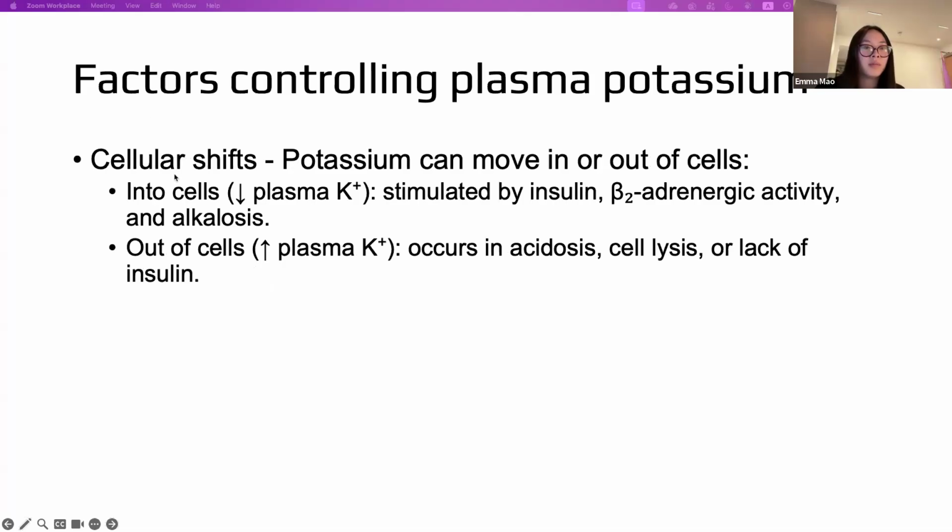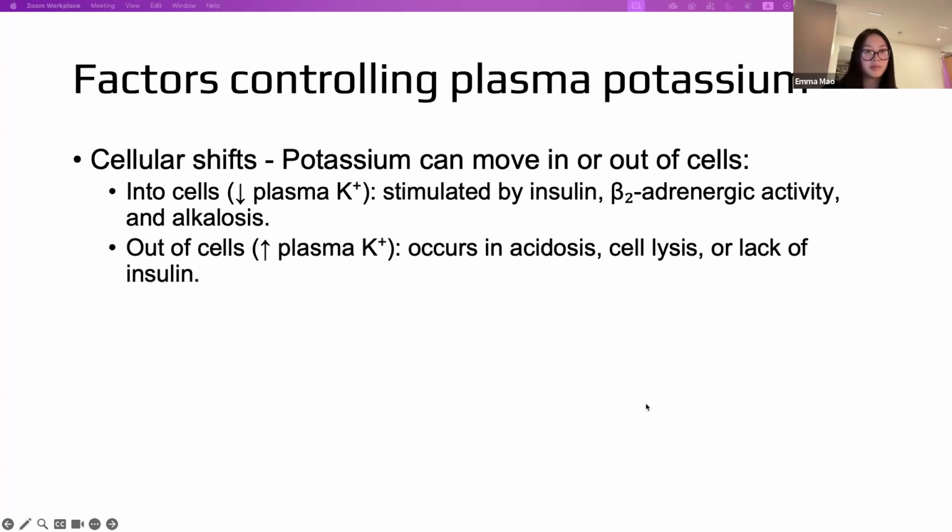And then there's also potassium in the body. So potassium can move in and out of cells. So leading to a decrease in plasma potassium is insulin, for example, due to the K-ATP channel, and beta-2 adrenergic activity, and alkalosis. So that's quite a useful association to remember. So alkalosis and decreased plasma potassium. It often comes up for some reason. And acidosis is increased plasma potassium.